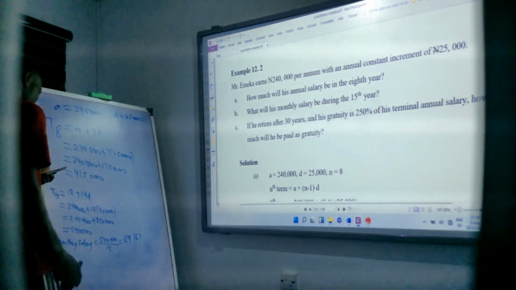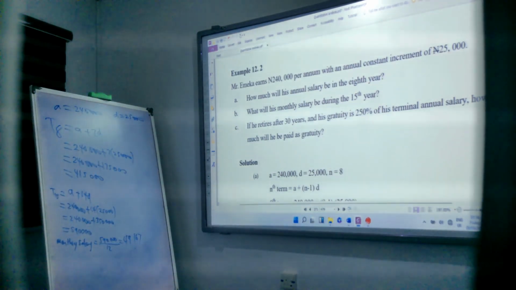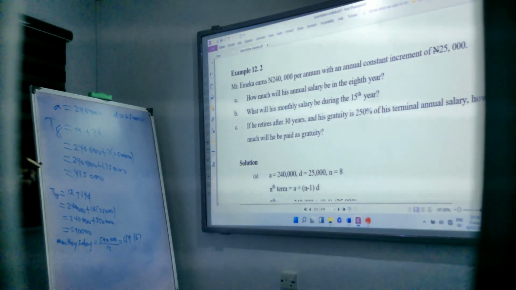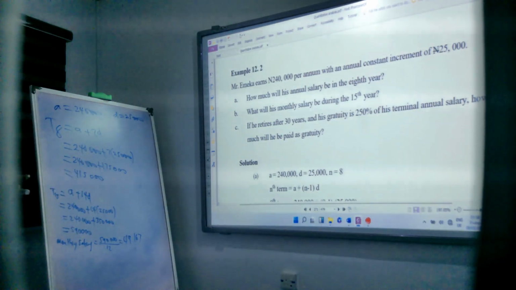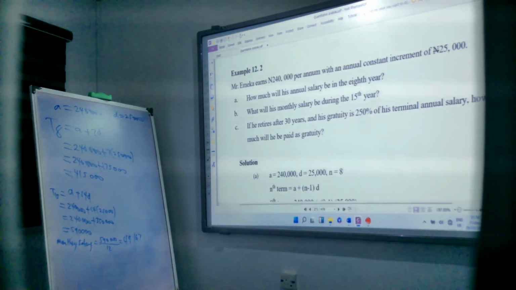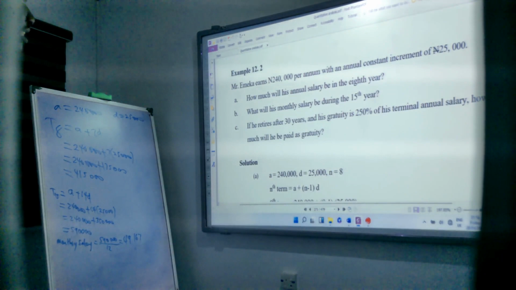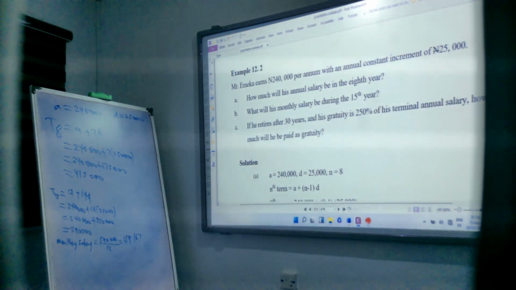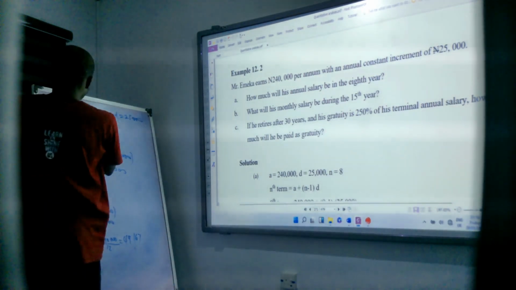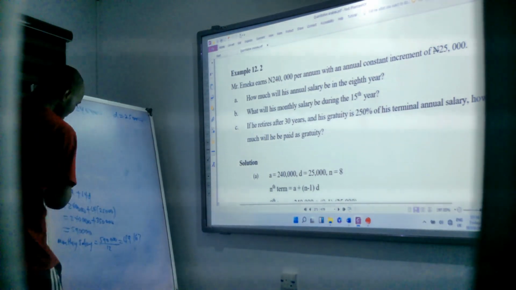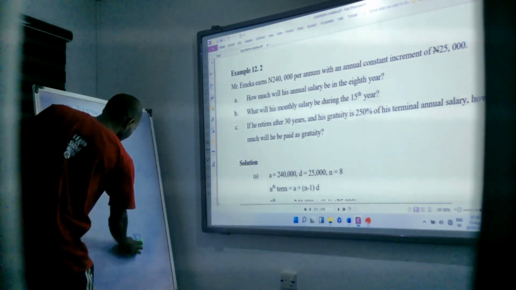And we have 49,167 approximately. So that is his monthly pay. If he retires after 30 years and his gratuity is 250% of his annual salary, how much will we pay as gratuity? So let's get his annual salary in the 30th year.